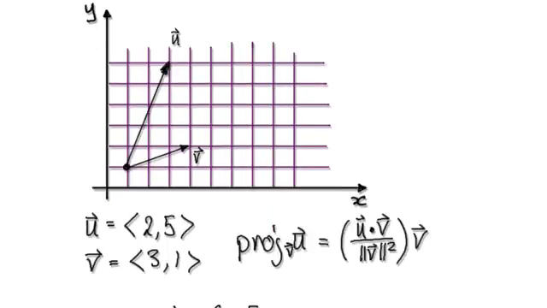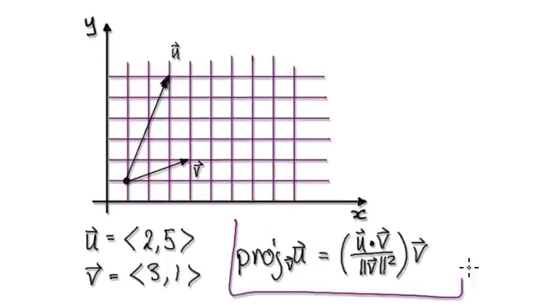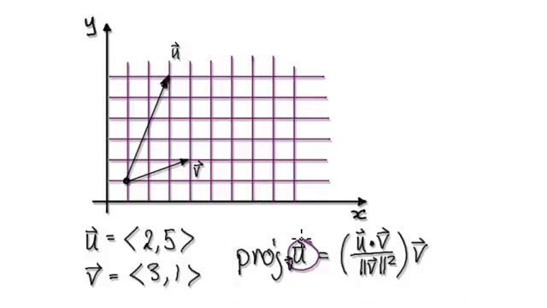So we've seen this formula before. Whenever you have a vector u, so this is your vector u here, it's 2 across and 5 up. Whenever you have your vector u and you project it on your vector v, this is our vector v here. If you project it onto here, then you're going to get this vector here.